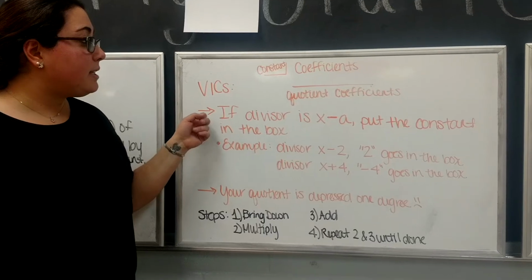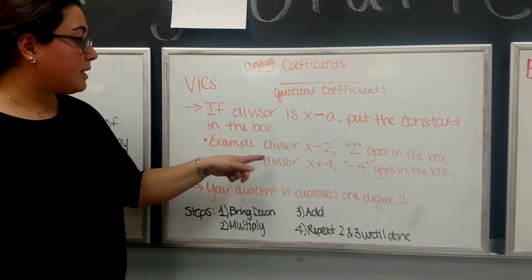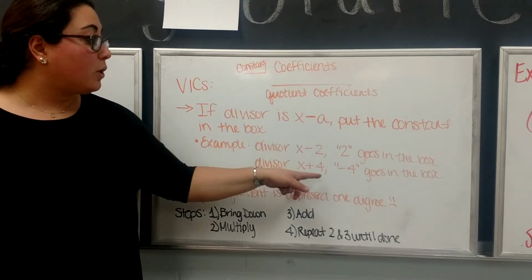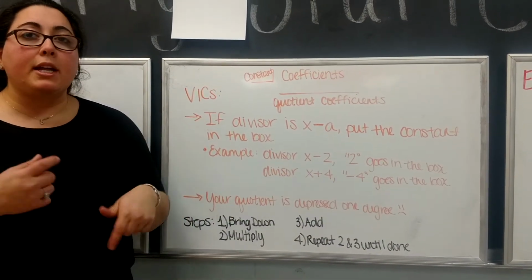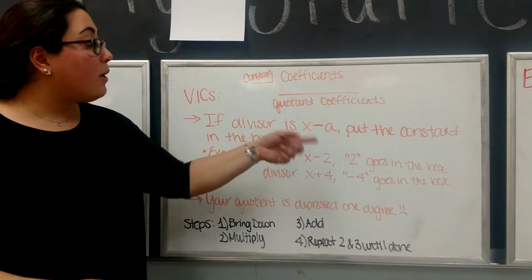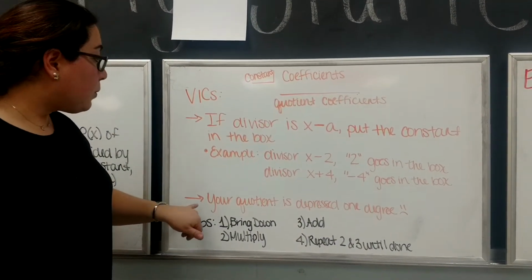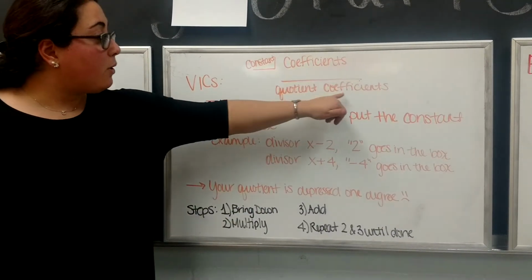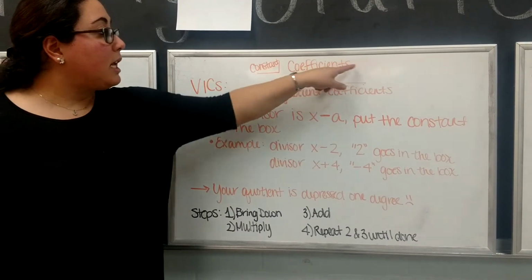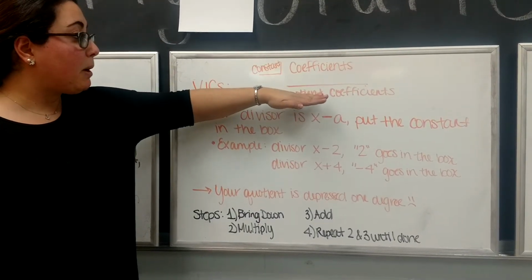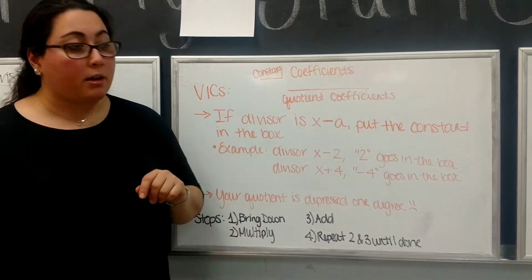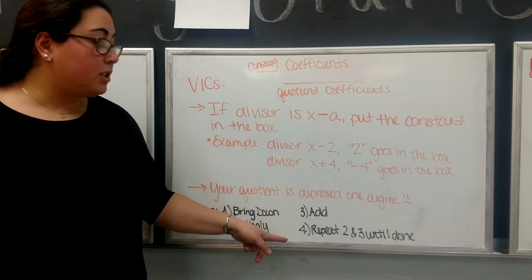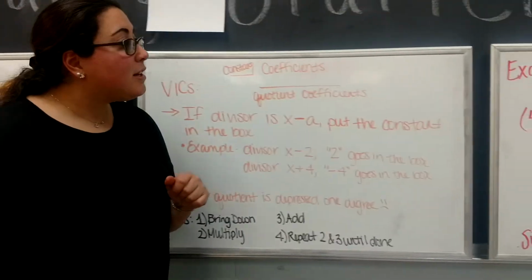If a divisor is x minus a, we want to put the constant in the box. So for example, if you're dividing by x minus 2, 2 goes in the box. If it's x plus 4, negative 4 goes in the box. So think about it in terms of zeros. What would the zero be? That's the value that is your constant. Your quotient is depressed by 1 degree. So once we get our final answer as our quotient coefficients, if the original statement was a cubic, it's now depressed by 1 degree, so our result is a quadratic. Our steps are: bring down, multiply, add, repeat 2 and 3 until done, and we'll see what that means.